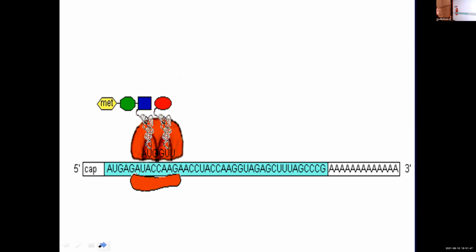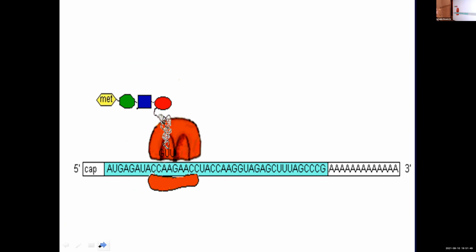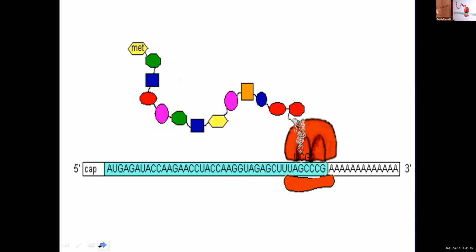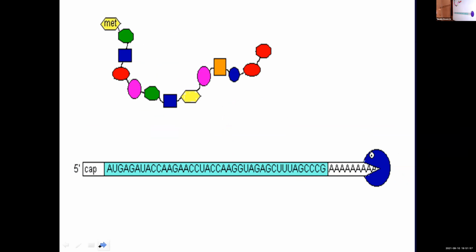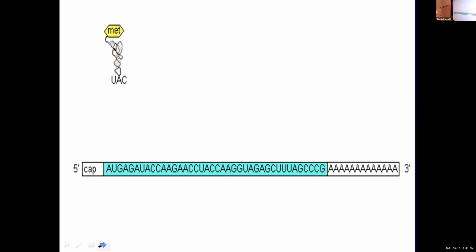And see, the ribosome is moving along the messenger RNA. Then another one again enters the A site. And this process will continue till the end, or till the stop codon.